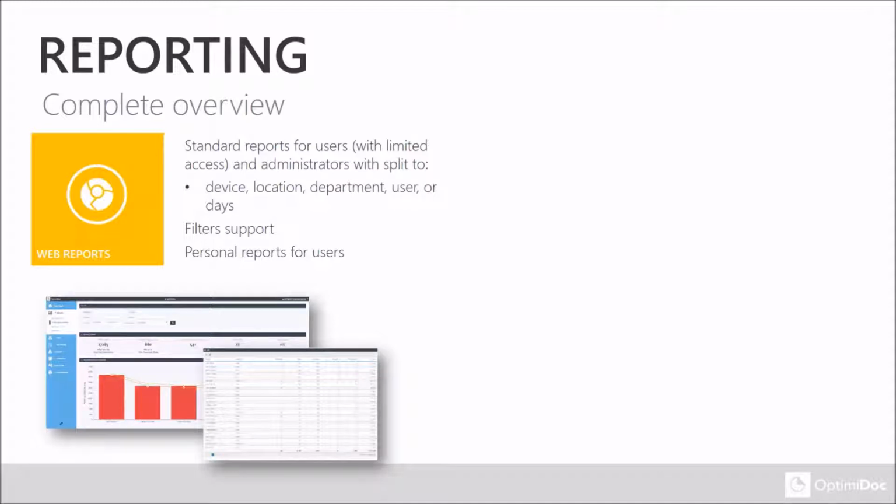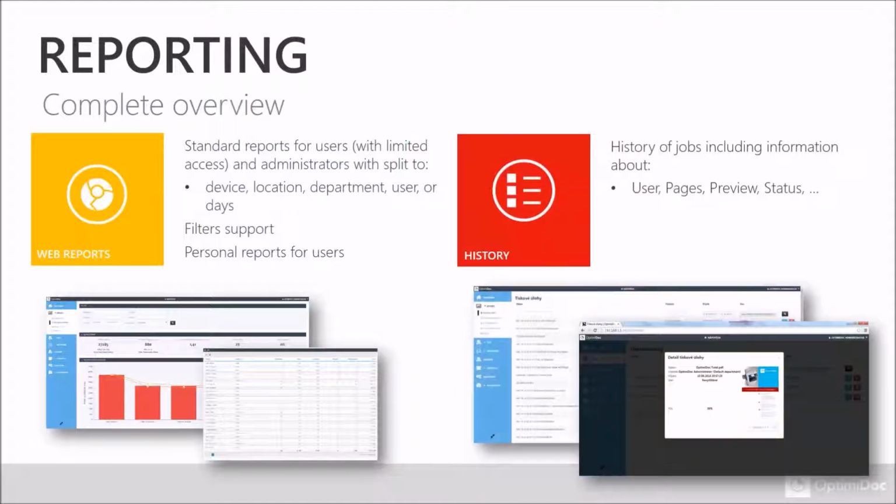Inside the web reports, we have the basic overview about the statistics split to the device, location, or for example, users. You can also use the filters, and each user has access to these web reports to see his own personal data. Also, we have the job history.